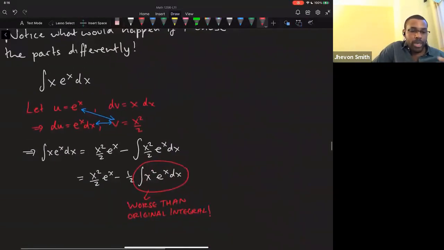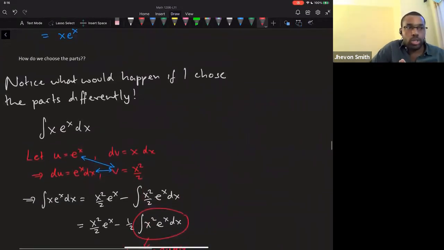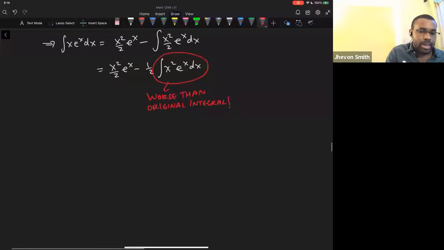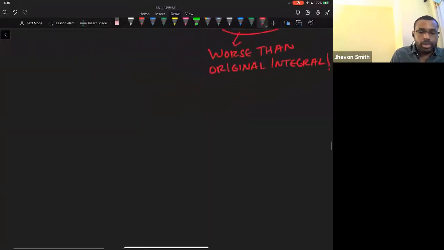So there is such a thing as making a bad choice here, choosing the parts in an incorrect way. So you're going to want to know, well, how would you choose the parts? And there is a guideline that goes along with this. So let's say how to choose.